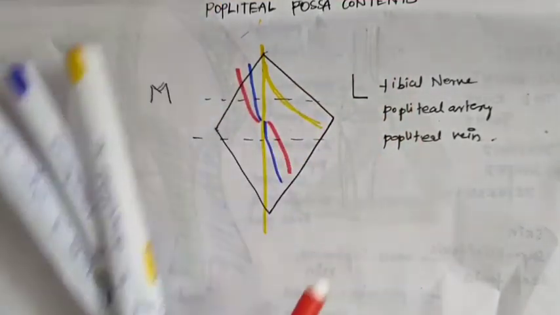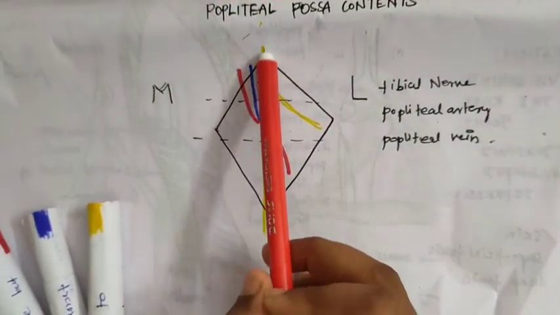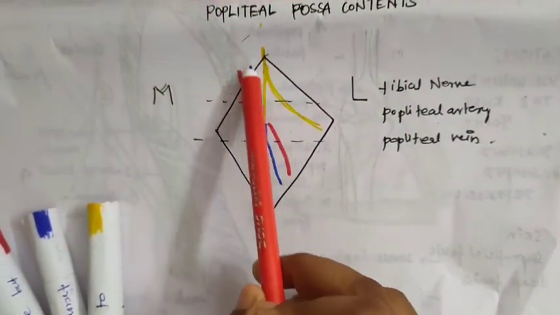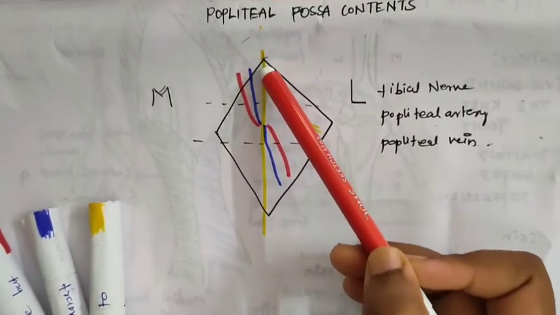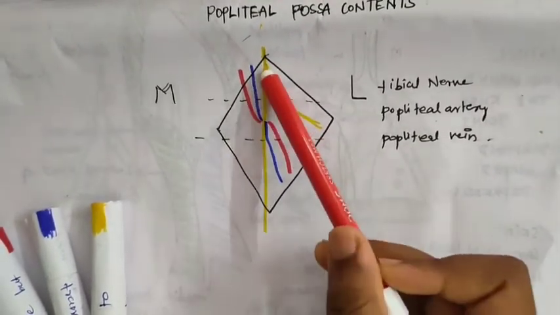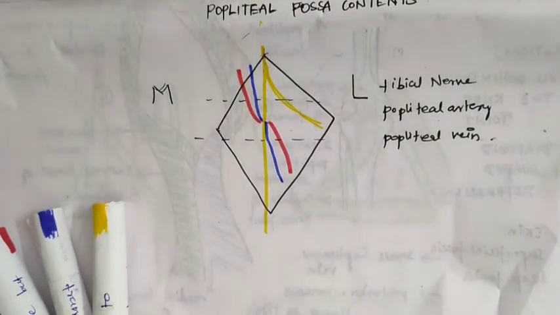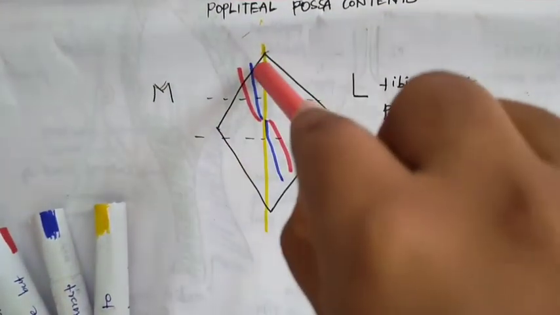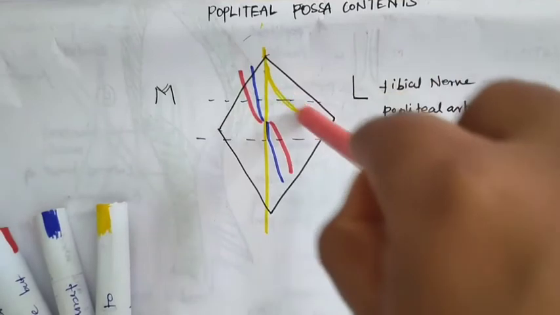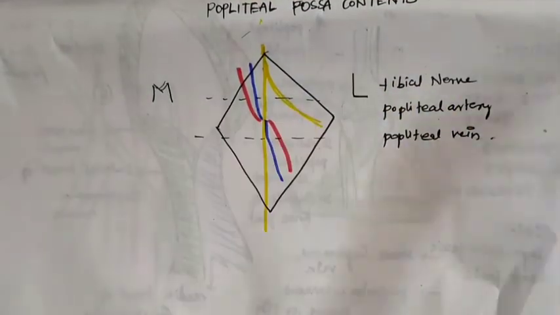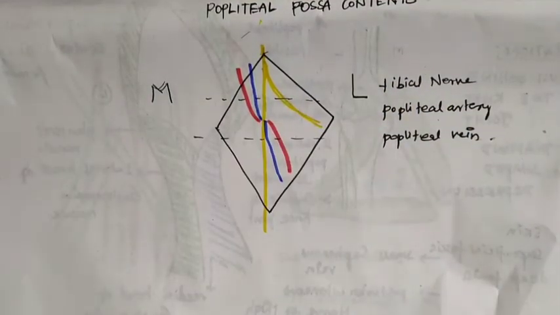You want to remember one thing: in the upper angle of the popliteal fossa, the sciatic nerve divides into tibial nerve and common peroneal nerve. This common peroneal nerve traverses along the biceps femoris here. That's all about this.